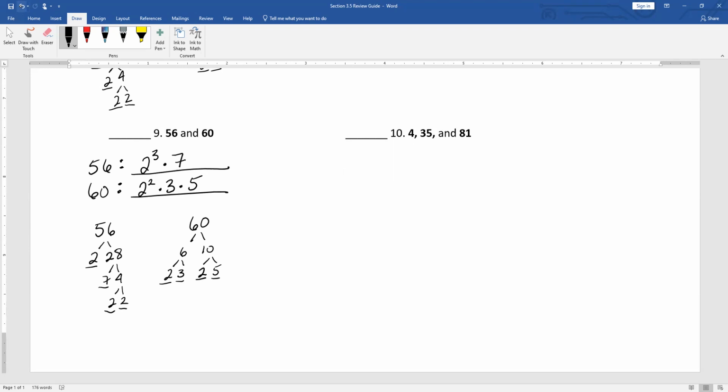Okay, now we compare. Both of them have a prime factor of 2, but 56 has the higher exponent. So we're going to include that, 2 cubed. And then there's a 3 and a 5 and a 7. Got to include all of those. All right, so 2 cubed is 8. So that's 8 times 3 times 5 times 7, which equals 840.